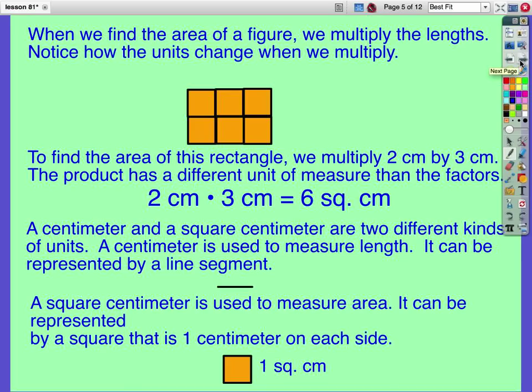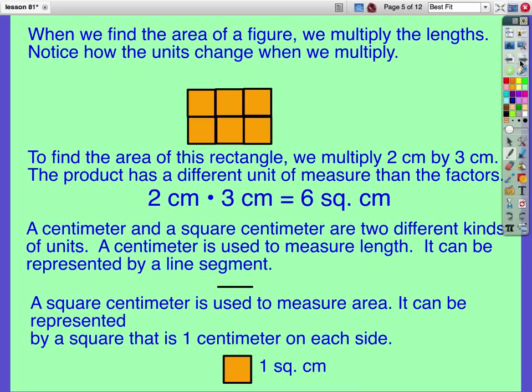So when we find the area of a figure, we multiply the lengths. Okay? The length times width. Notice how the units change when we multiply. So we go from like units to units squared. So to find the area of this rectangle, we multiply 2 centimeters by 3 centimeters. The product has a different unit of measure than the factors. Okay? So we have 2 centimeters times 3 centimeters, we're going to get 6 square centimeters, or centimeters squared.